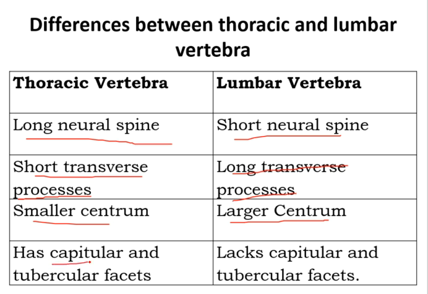The thoracic has capitular and tubercular facets. We said capitular articulates with the capitulum of the rib. It is found on the centrum, while tubercular facets articulate with the tuberculum of the ribs, and it is found in the transverse process. On the other hand, the lumbar vertebrae lacks capitular and tubercular facets.